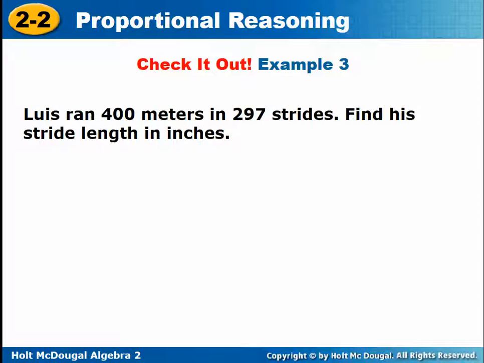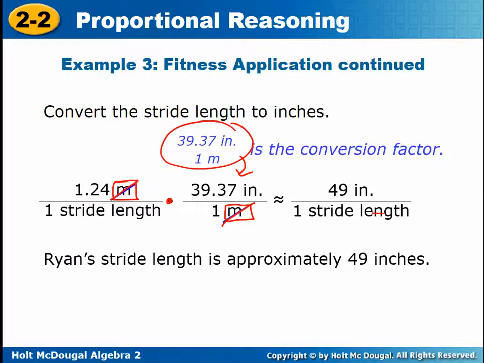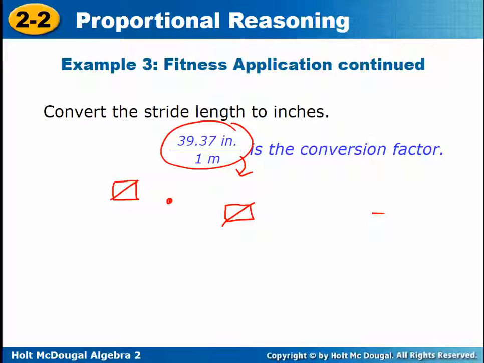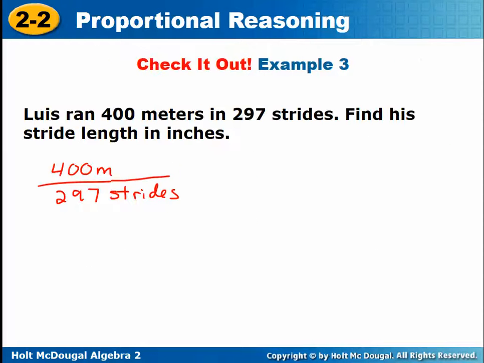All right, let's try this one without me clicking through the answers here. So Lewis ran 400 meters in 297 strides. Find his stride length in inches. So on the previous screen, we had the conversion factor of 39.37 inches is the same as 1 meter. Whoops, I went the wrong way, sorry. 39.37 inches is the same as 1 meter.